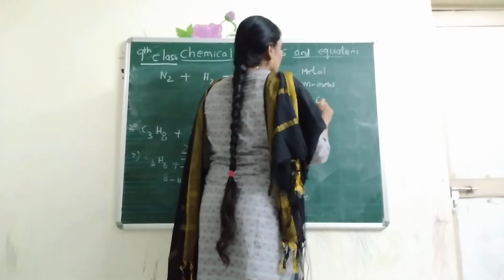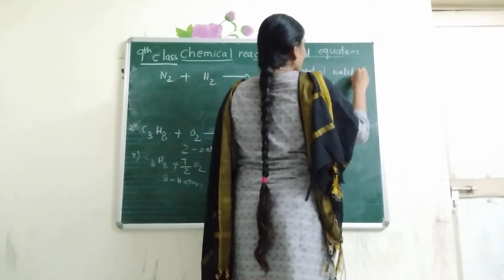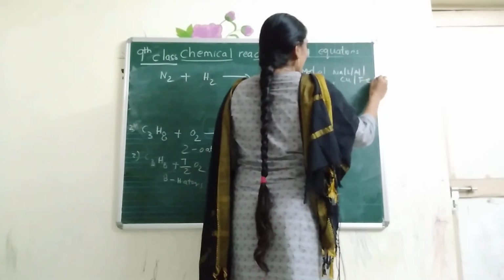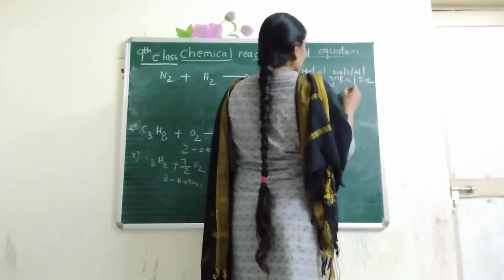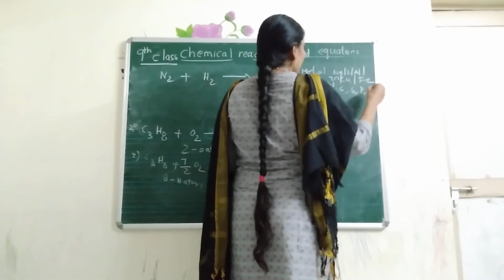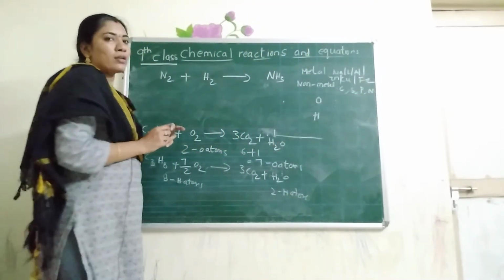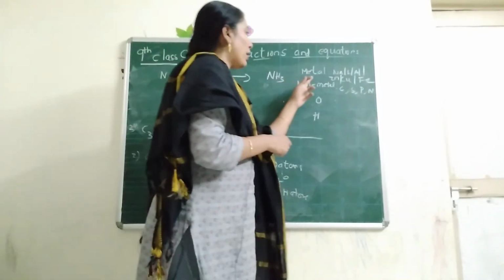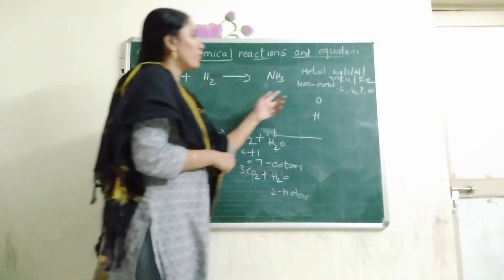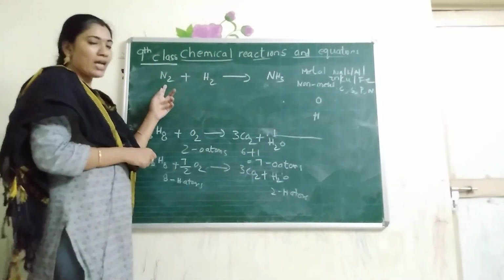Then we have to balance oxygen, then hydrogen, sodium, potassium, aluminum, copper, iron, zinc. What are the non-metals here? Carbon, sulfur, phosphorus, nitrogen. Okay, first you have to balance this equation. First of all, we give priority to the metals. Is there any metal here? No, there are no metals. Then we go for a non-metal. Nitrogen is a non-metal, so first we have to balance the nitrogen.